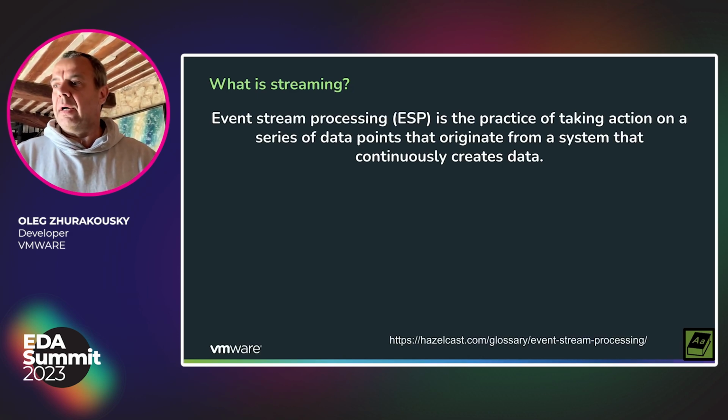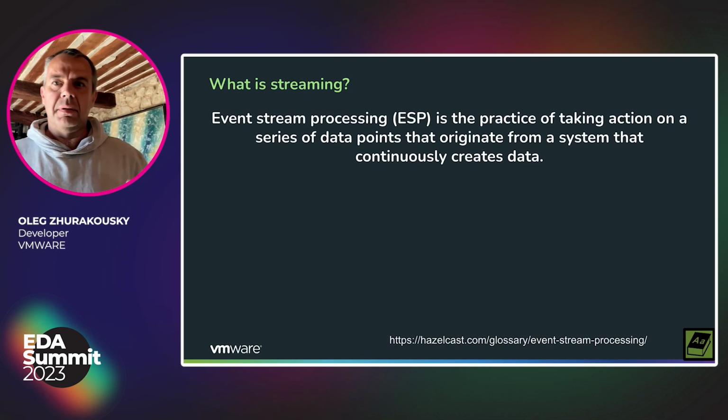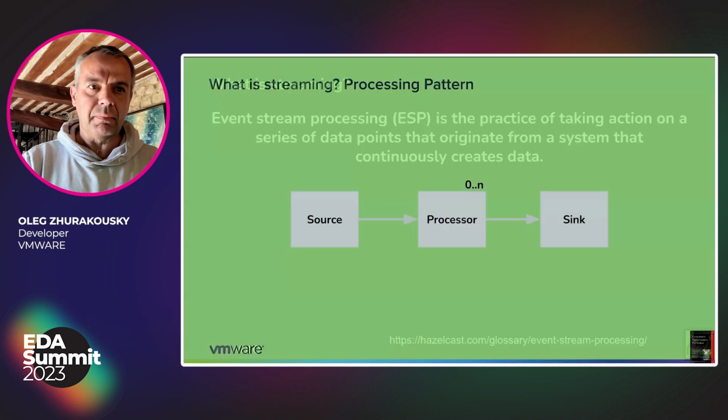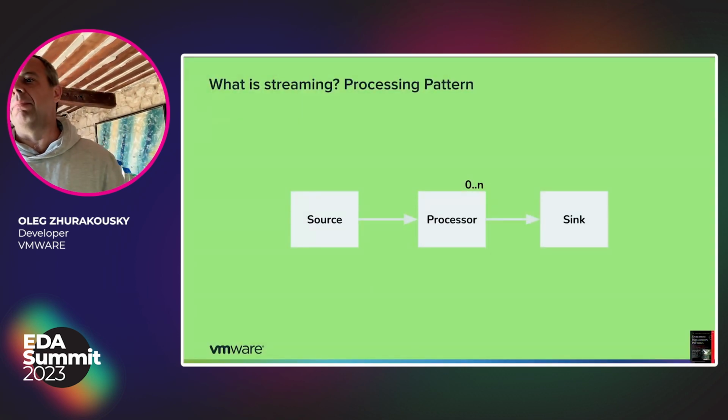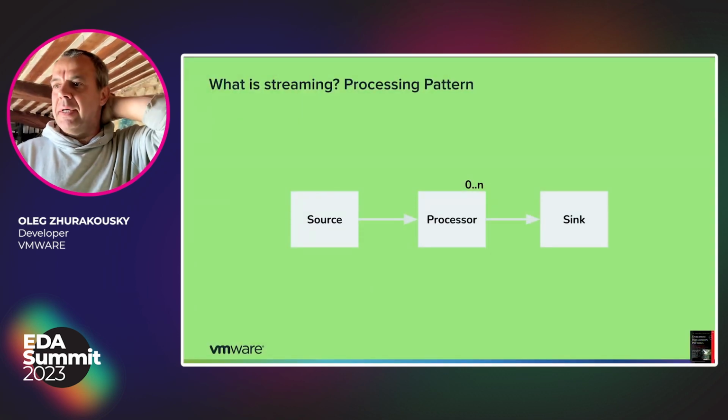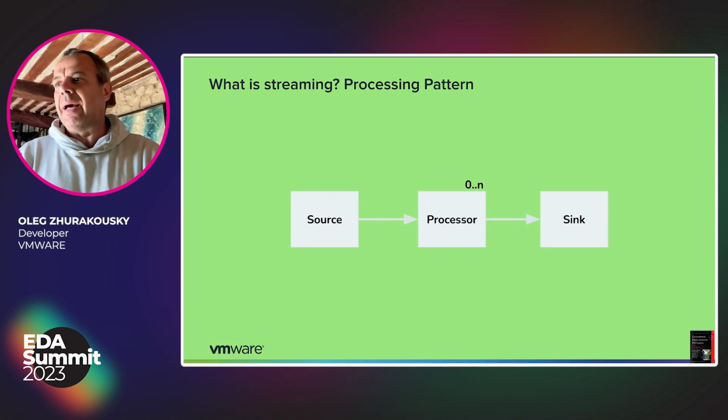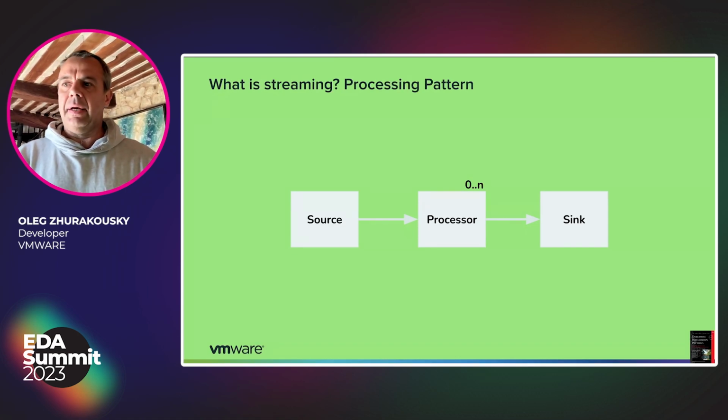There are many different delivery mechanisms to produce these data points, which we also call events. An example of such a delivery mechanism could be a messaging system, some kind of pub-sub mechanism, HTTP, sensors, you name it. And at the heart of streaming is the high-level processing pattern consisting of three core elements we call source, processor, and sink, essentially signifying the start, transit, and end of event processing within the stream.